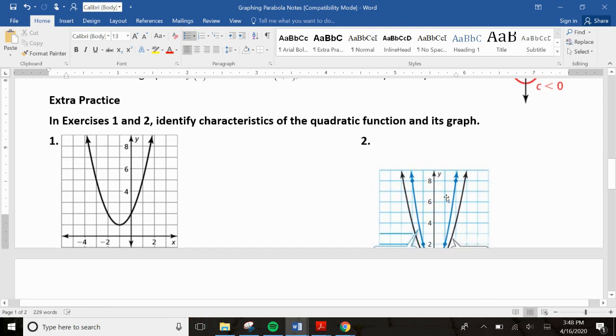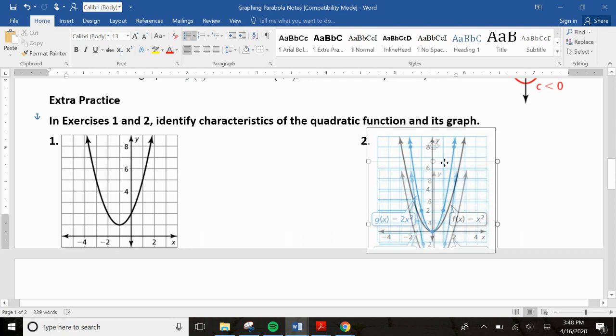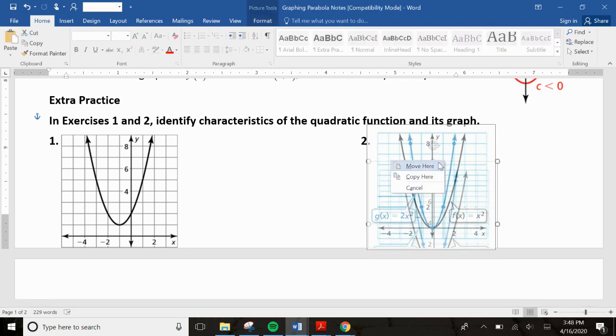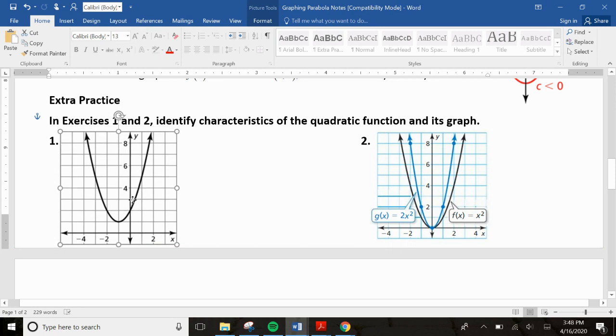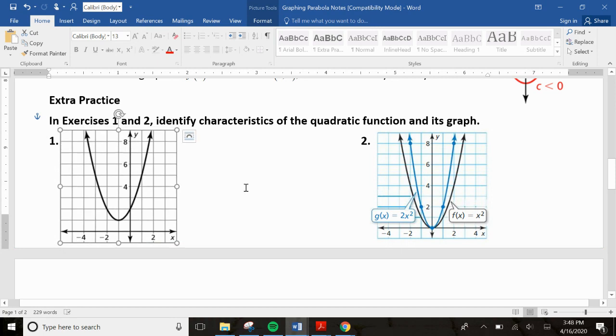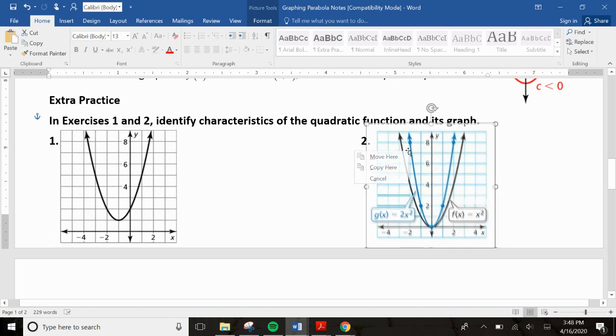Okay, let's take a look at some of these graphs here to talk about the characteristics. And I'm just trying to save some space here. We might end up going on the next page, and that's okay.